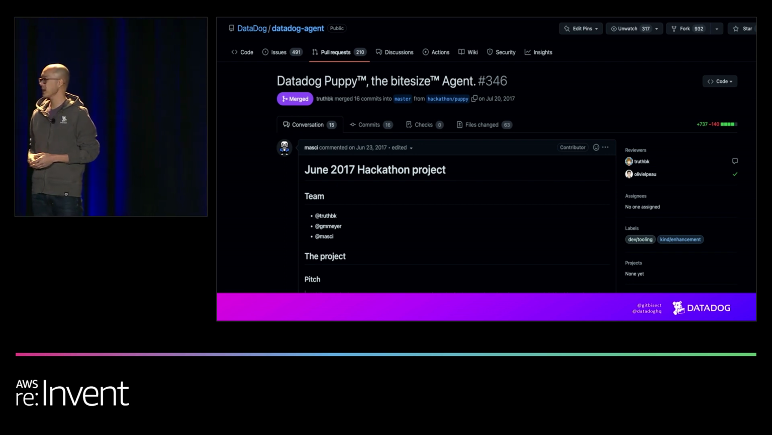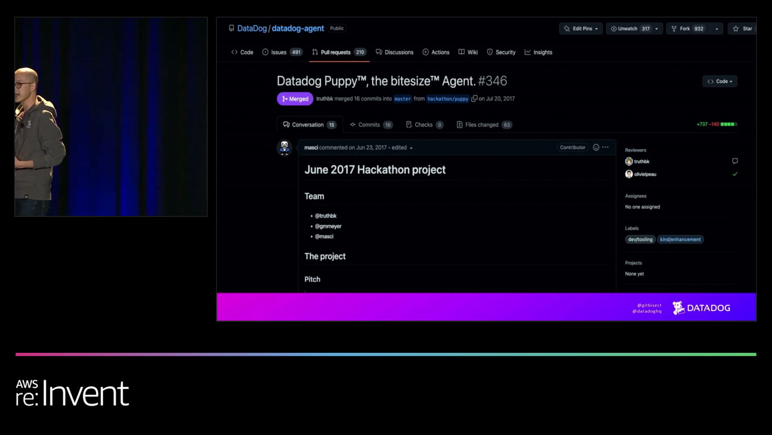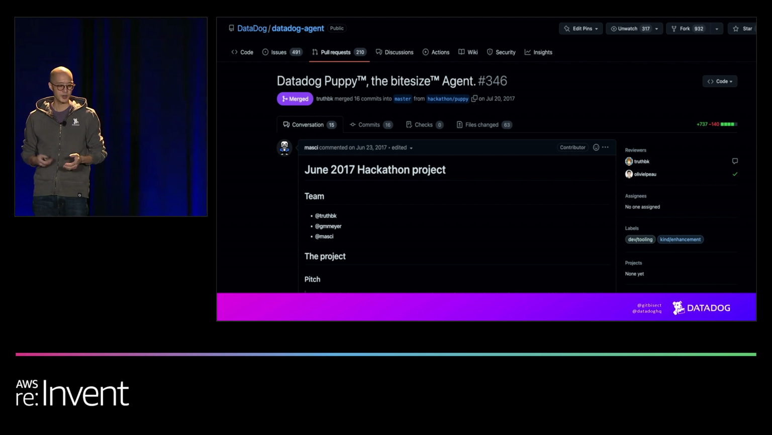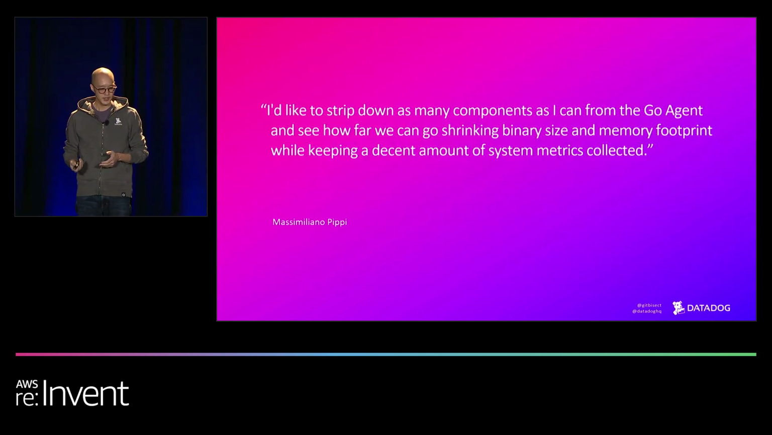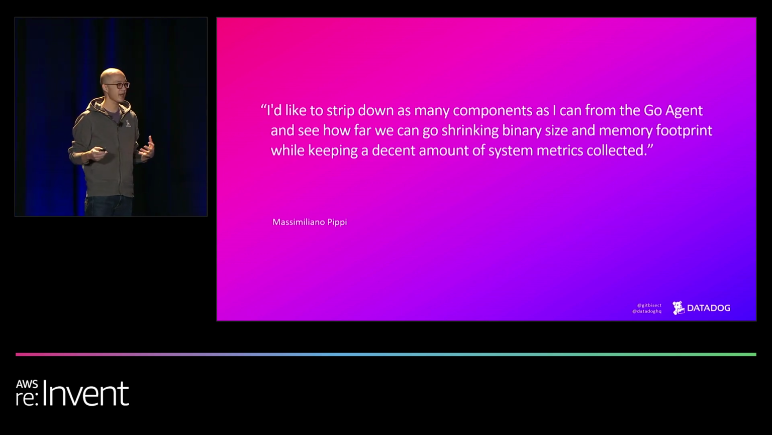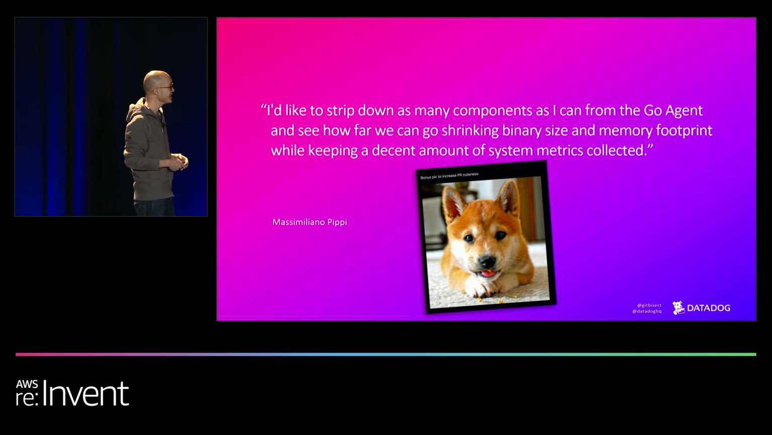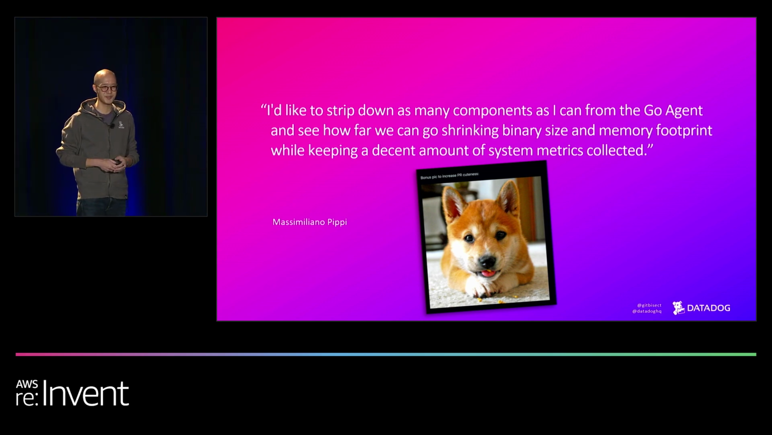So they had this hackathon project, and the idea was, let's strip everything out of the agent, as small as we can get it, while still keeping those system metrics, and see what we can monitor, right? How small can we actually get this? So they ended up proceeding with that. This was Masi's initial statement as he was trying to pitch this hackathon project to everybody, right? Let's strip it down. How small can we get it? In case you needed extra motivation, on the GitHub pitch for his hackathon, he was like, it's puppies. Don't you want to play with puppies?